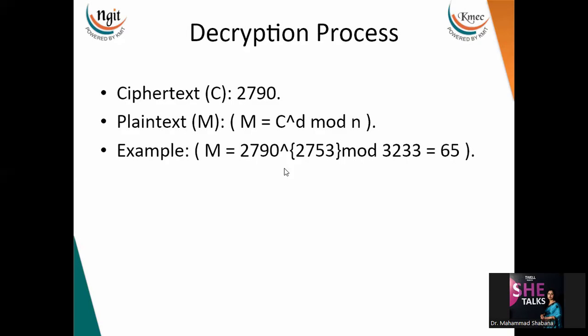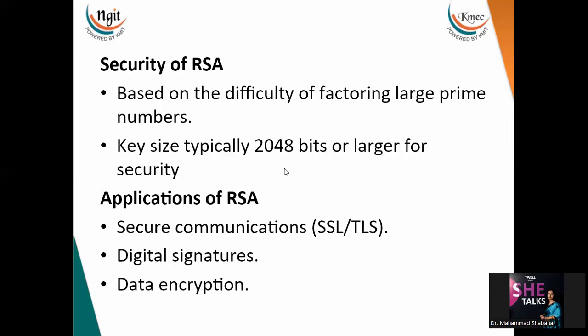We will go to the decryption process. The ciphertext is 2790 and the plain text m is equal to c power d mod n. For example, taking the c value 2790, 2790 power 2753 mod 3233, we are getting 65. So this is the decryption process.